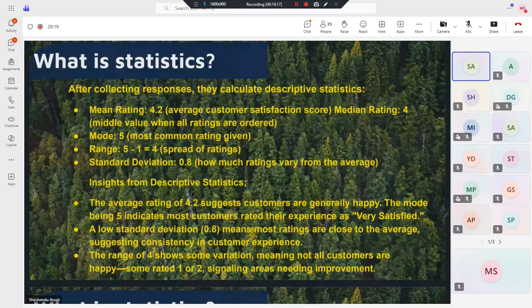And finally, the standard deviation is 0.8. That means how much your rating varies from the average, or that most people stick close to your mean, that is 4.2. So maximum people are either on the 4 or 5, and a few people are giving you 1s or 2s or 3s, right?